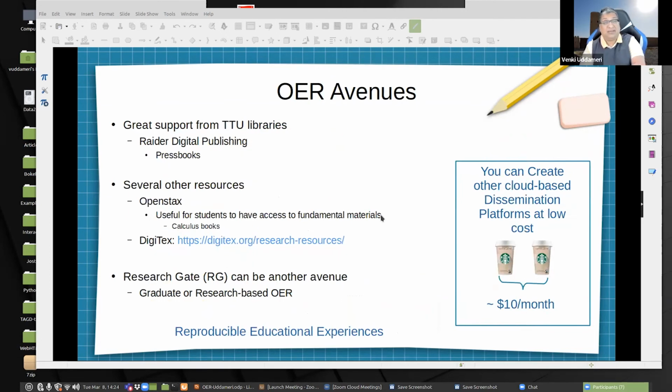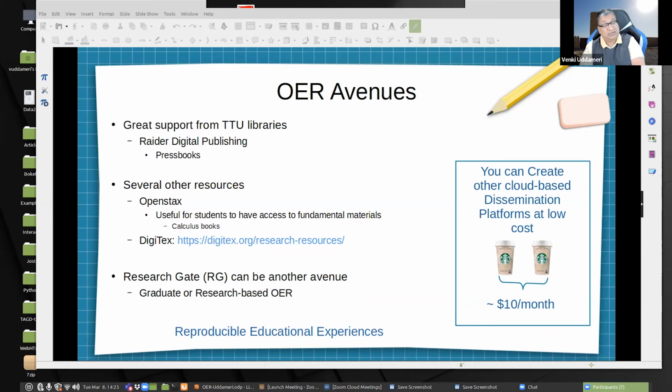So there are many avenues for implementing OER or OER-supported work. Clearly, great support from TTU libraries, both Sabrina Davis and Katie and Heidi Winkler, both are wonderful, wonderful resources. Please make use of them as much as you can. They are always there to help, and I've found that very useful.